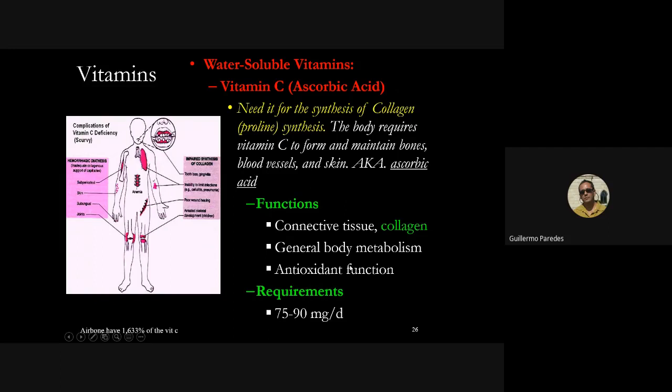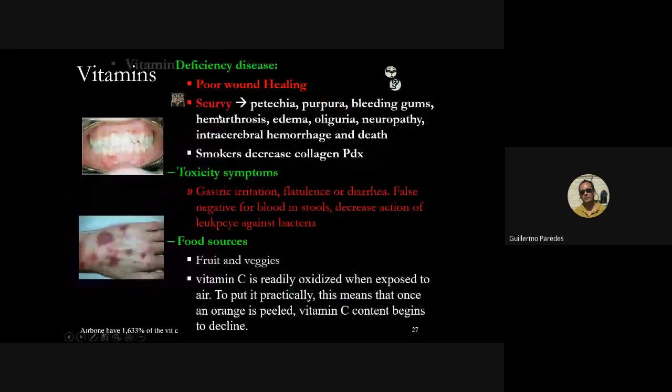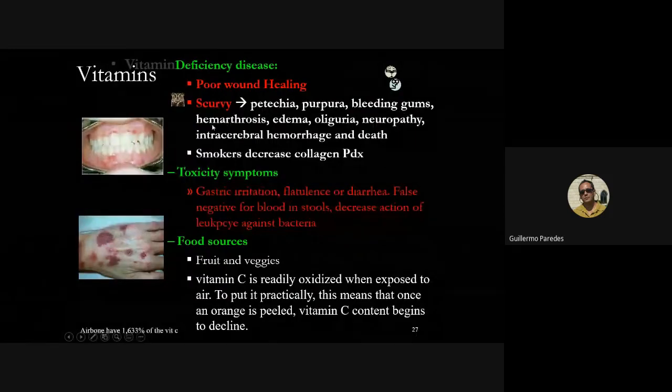One of the problems that we have is what we call scurvy. We have petechia, purpura, bleeding gum. Hemarthrosis means bleeding in the articulation of the joints. Edema, oliguria. Oliguria means a diminution of urine production. Neuropathy. Intracerebral hemorrhage and death.